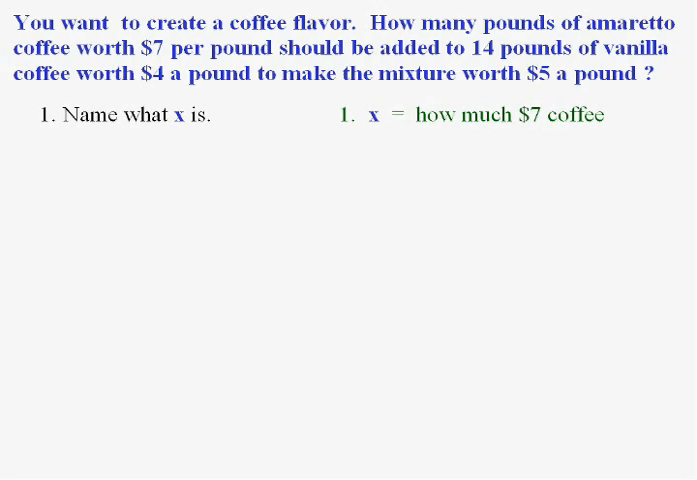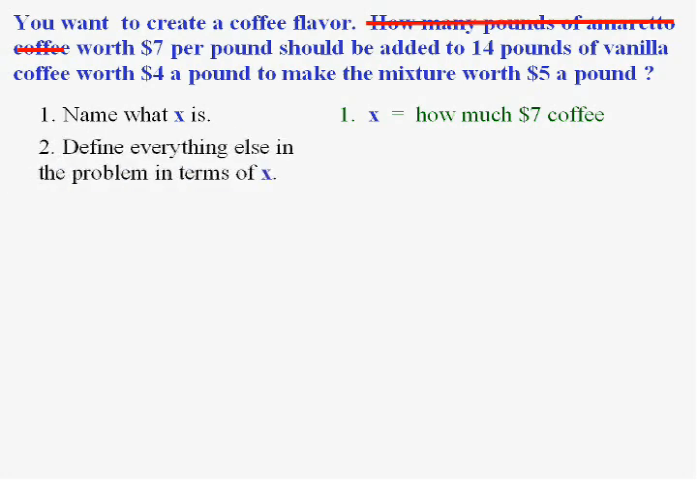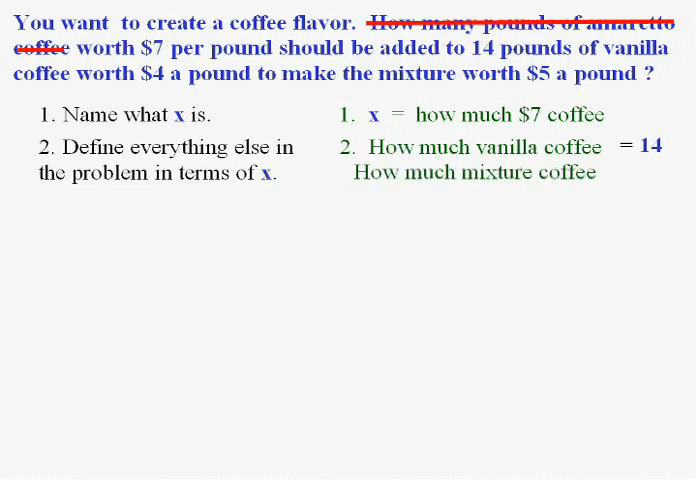And what we want to know here, let's look into it, what we want to know is how much, the amount of the $7 coffee. Okay? And I'm going to cross that out. Now, everything else in the problem, what can I write down? How much of the vanilla coffee? I actually know how much vanilla coffee I have. It's 14 pounds. That's the unit. And how much of the mixture coffee will I get if I pour X into 14? No problemo. That's X plus 14.